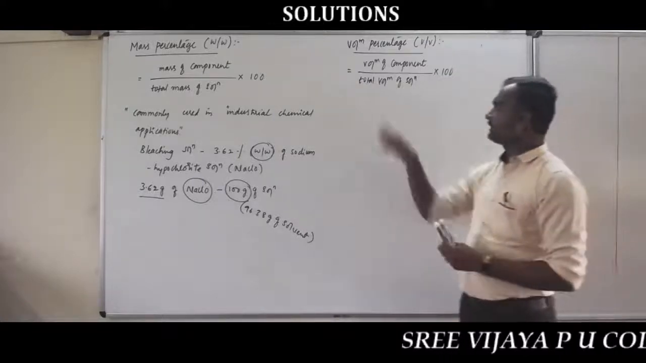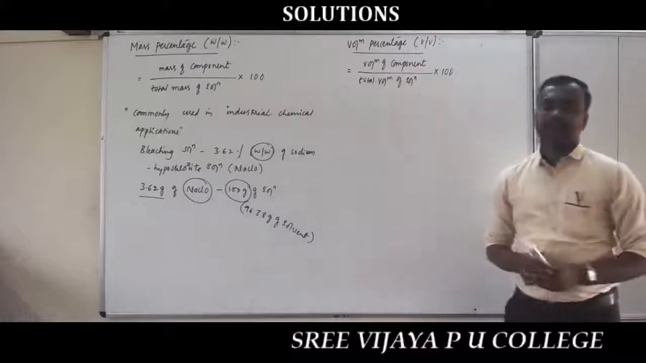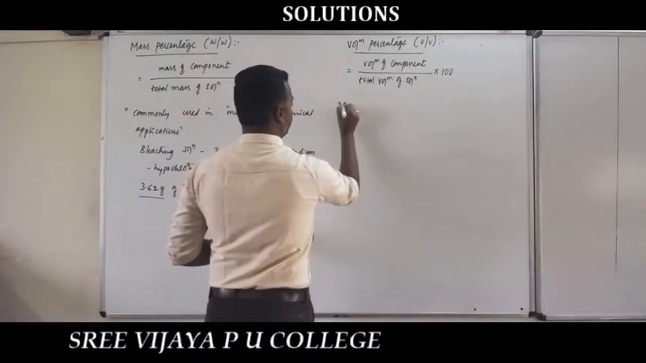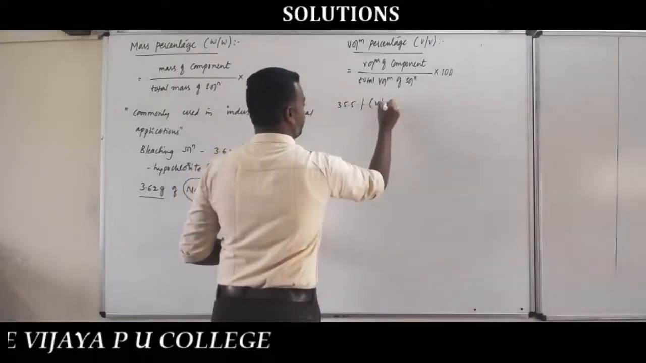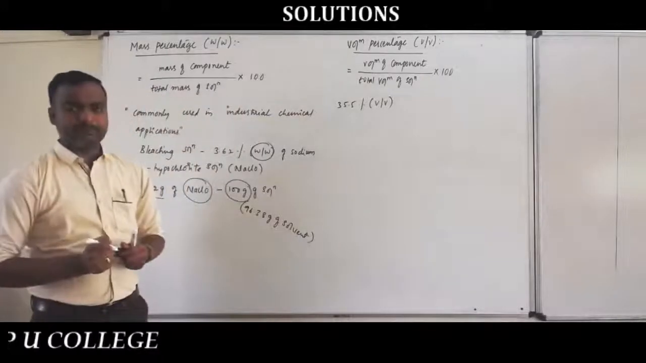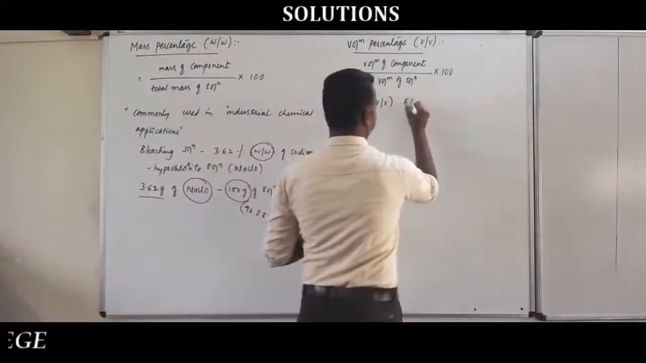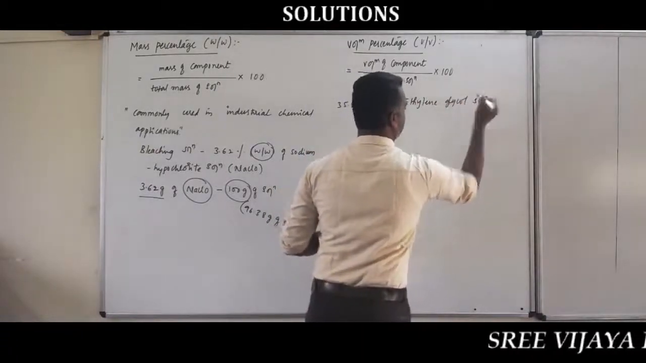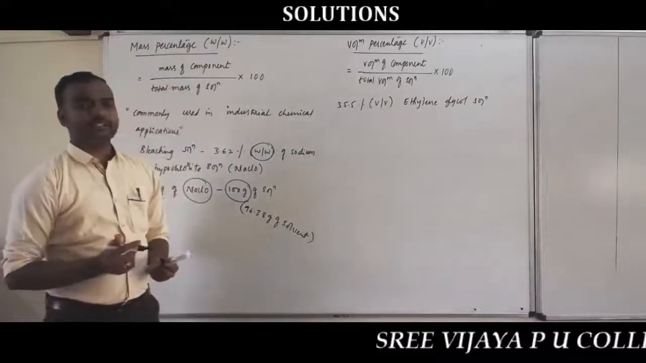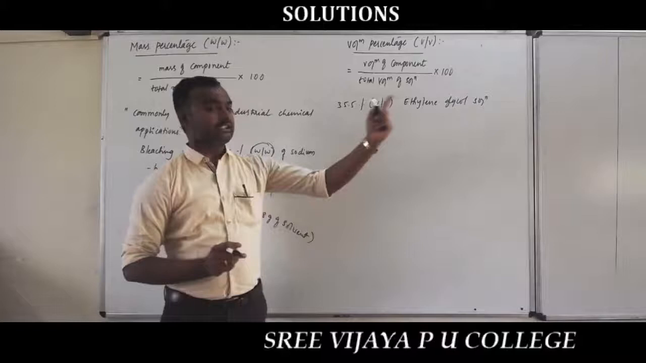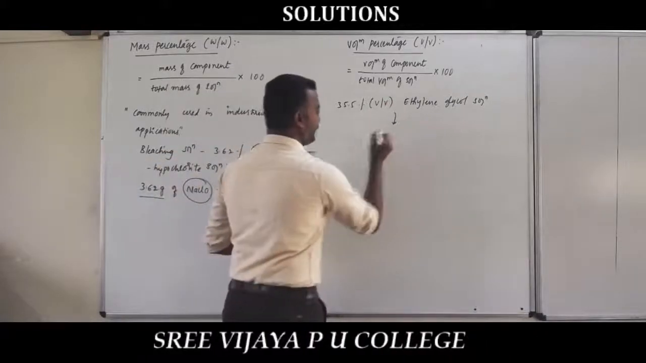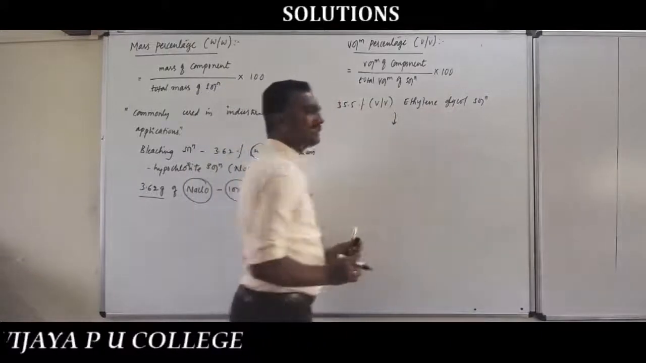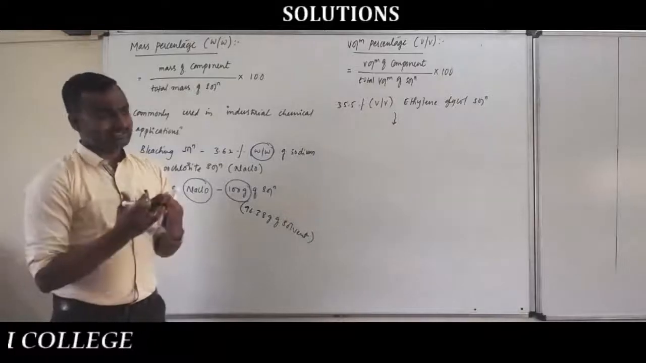Next, volume percentage, that is volume of component divided by total volume of solution into 100. One of the best examples: 35.5% V by V ethylene glycol solution. What is the meaning of 35.5% volume by volume ethylene glycol solution? What is the solute here? One component is ethylene glycol, and the other component is the solvent, that is water.